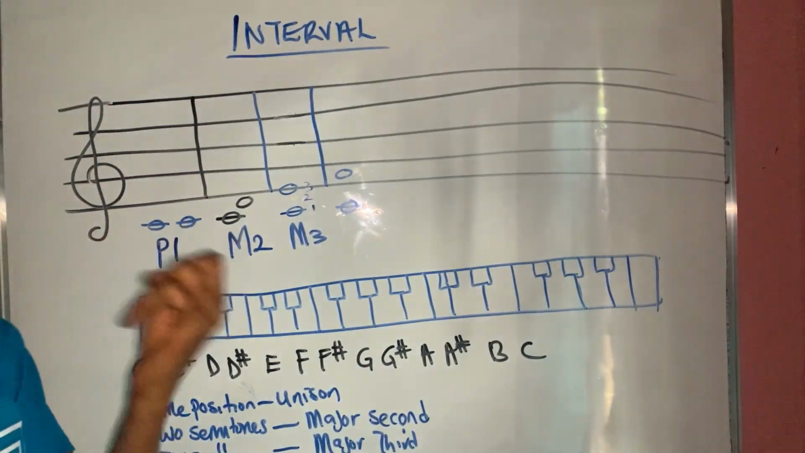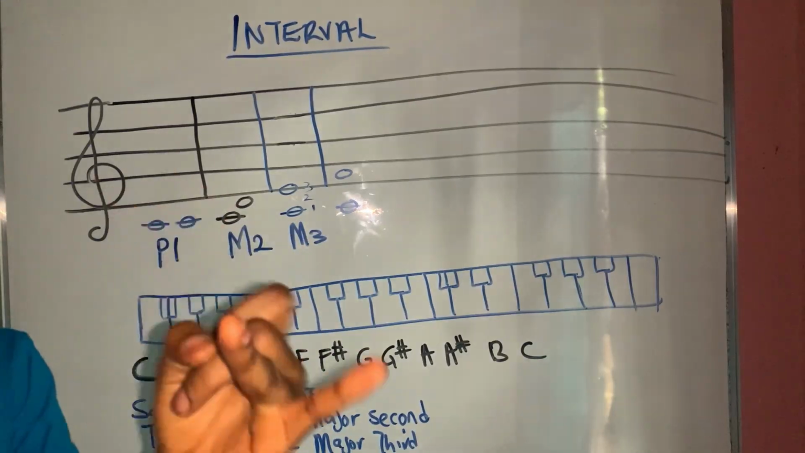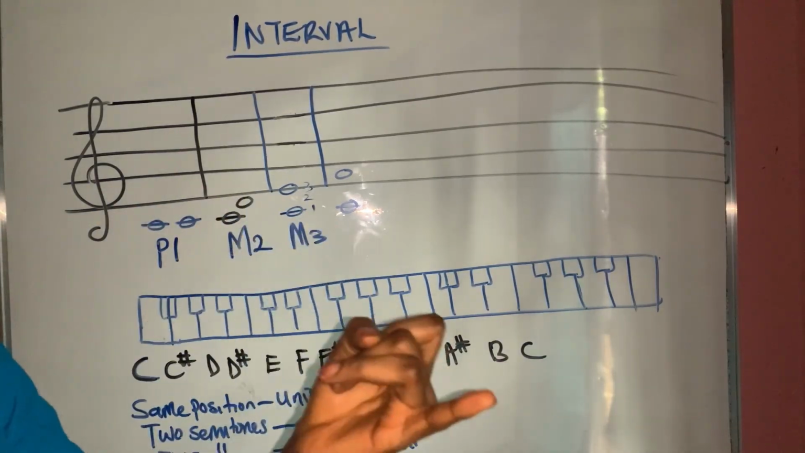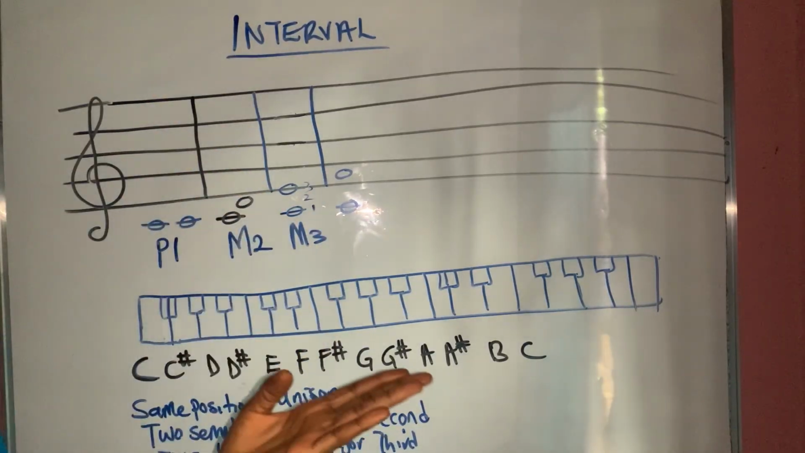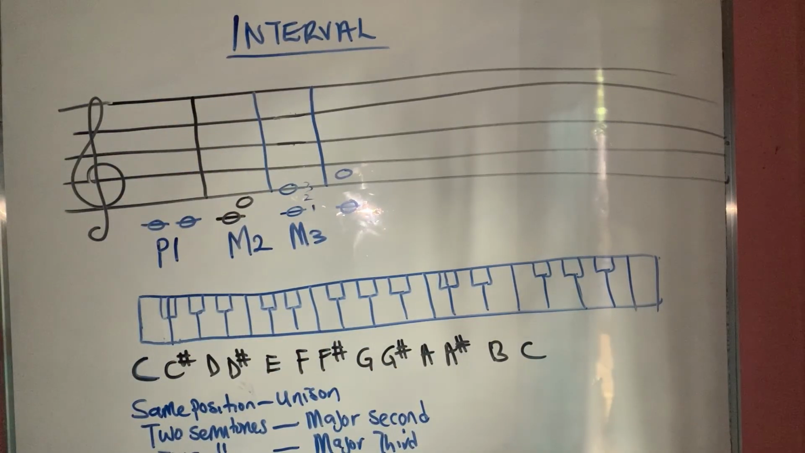This one is C and C, 1. This one is C, D, 2. This one is C, D, E, 3. This one now is C, D, E, F, 4. So it's a fourth. The interval is 4.